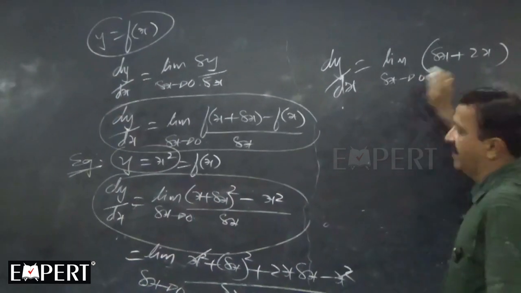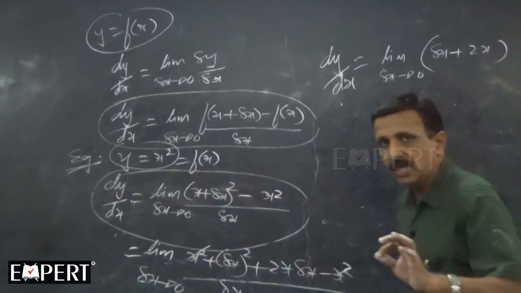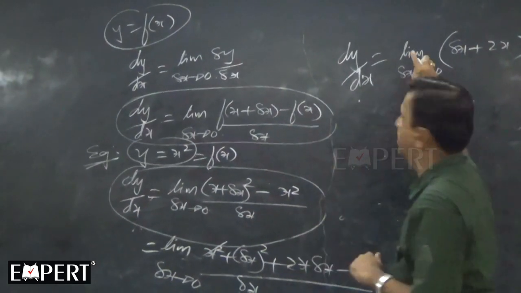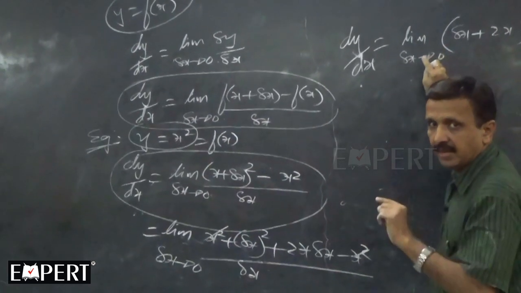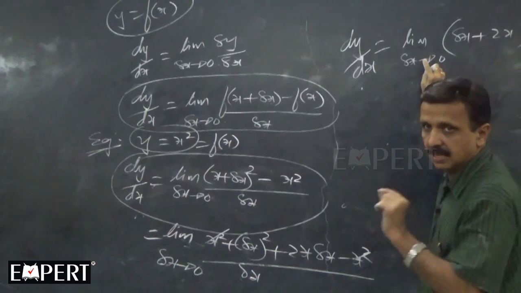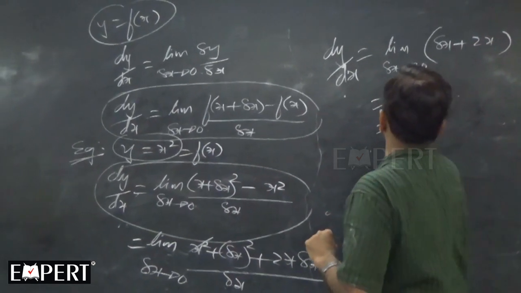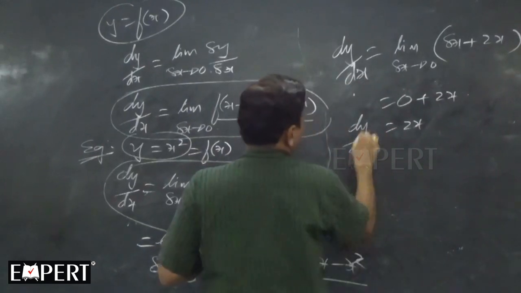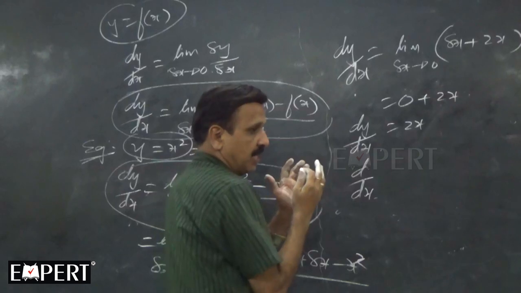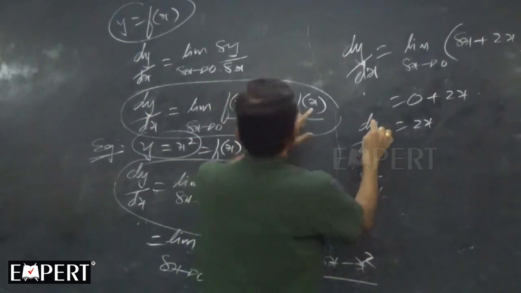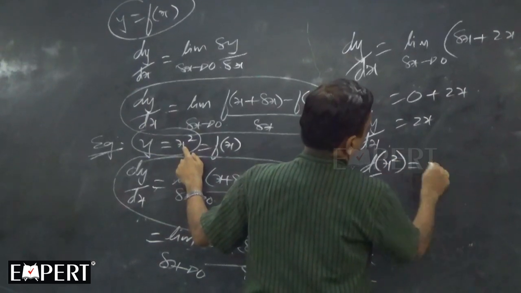You must know what a variable is. In a limiting problem, you can make out what the variable is by looking at the limit. Here x is not the variable in this limiting problem. Here the variable is delta x. So substitute here 0 plus 2x is equal to 2x. So dy by dx is equal to 2x. dy by dx is one term representing the differential coefficient. What is y? Y is nothing but x square. So the derivative of x square is 2x.